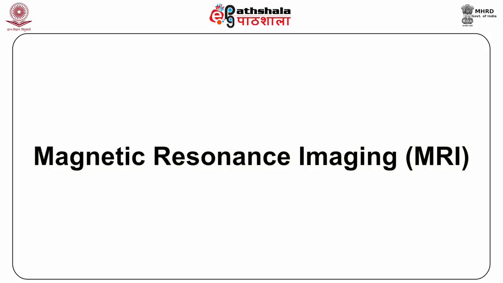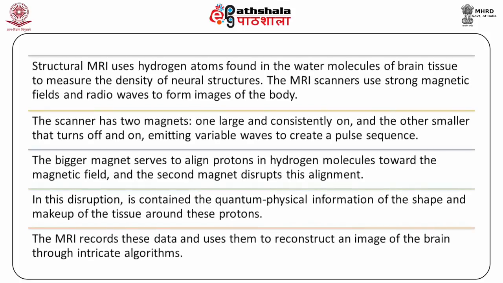Magnetic resonance imaging, MRI. Structural MRI uses hydrogen atoms found in the water molecules of brain tissues to measure the density of neural structures. The MRI scanners use strong magnetic fields and radio waves to form images of the body. The scanner has two magnets, one large and consistently on, and the other smaller that turns off and on, emitting variable waves to create a pulse sequence.